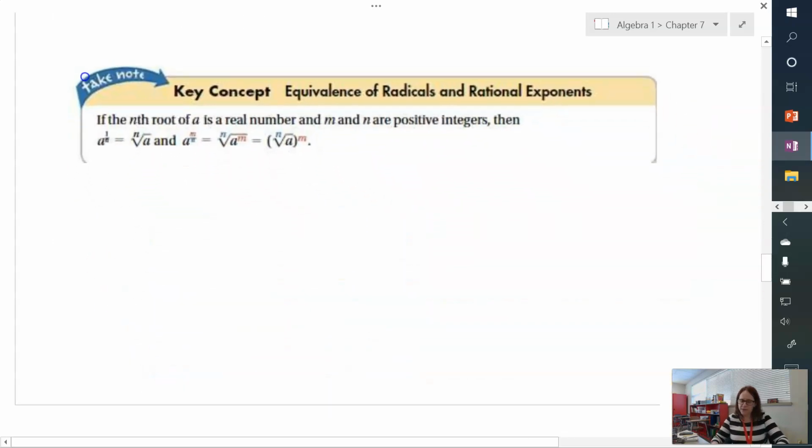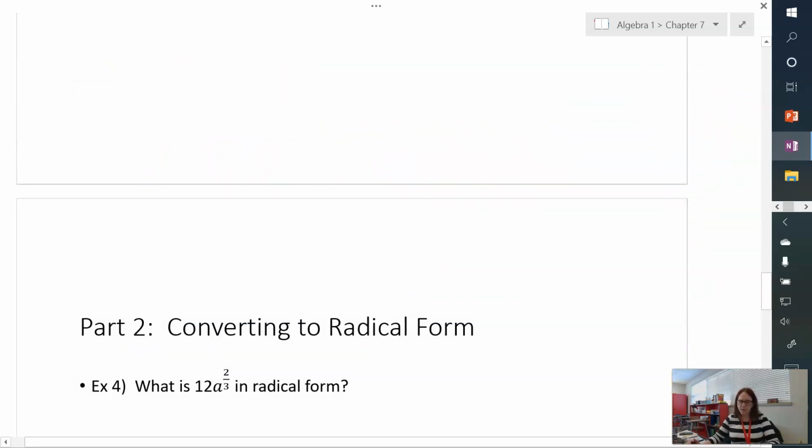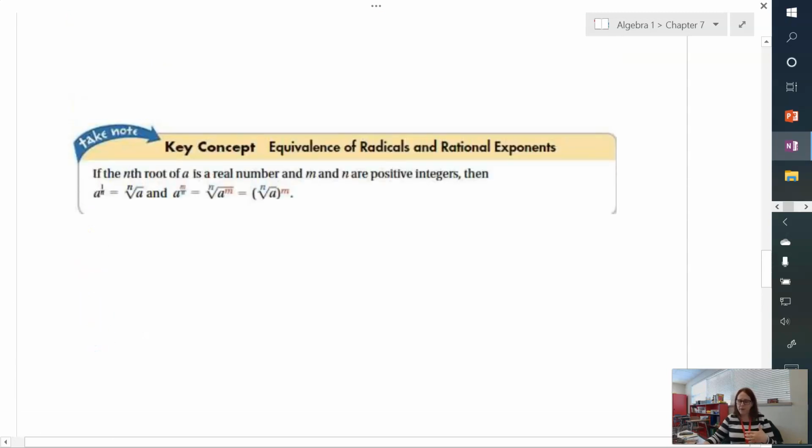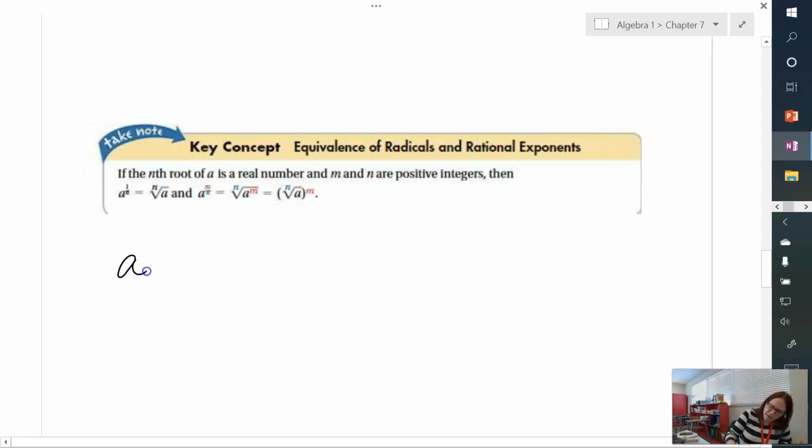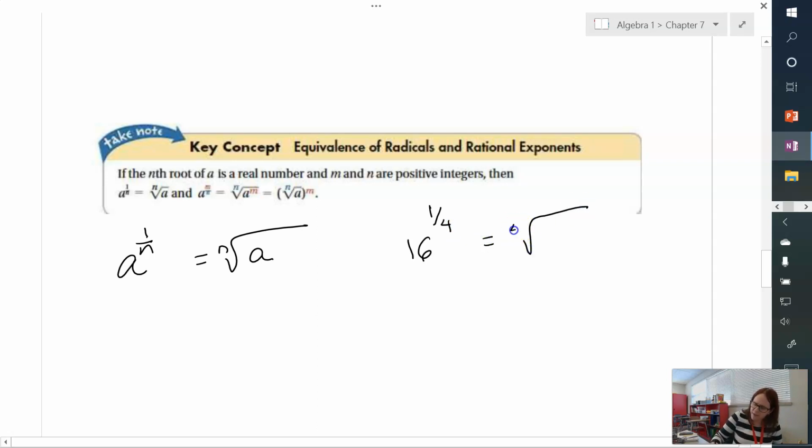All right, so here's a key concept to consider. When we're taking the nth root of a real number, and m and n are positive integers, then here's what happens. If I have a to the 1 over n, that's the same thing as saying the nth root of a. So if I wanted to do, let's say, 16, and I want to raise that to the, let's say, 1/4, that's going to be the same thing as saying the fourth root of 16.